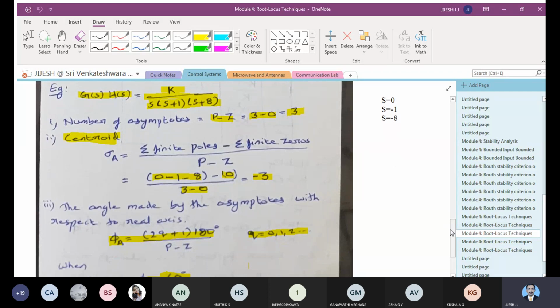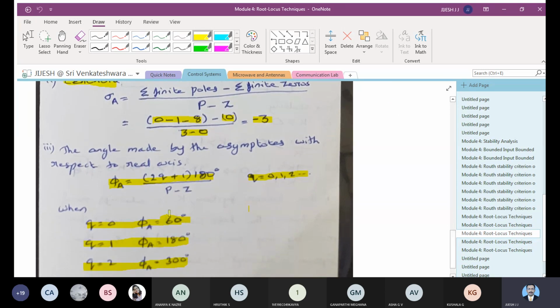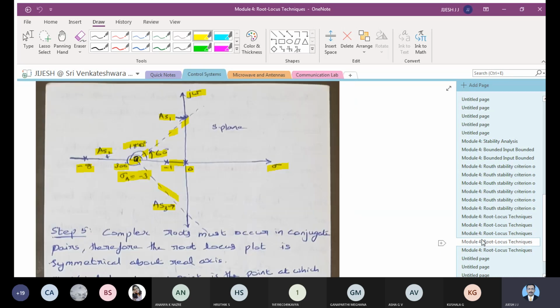So the further step is that you understood that the centroid is minus 3, and you also understood that you have 3 asymptotes to be drawn, and you have to substitute the values of q as 0, 1 and 2 in order to do this. First we go with q is equal to 0, we got 60 degree, q is equal to 1, we got 180 degree, and q is equal to 2, we got 300 degree. This is what we have discussed in the previous class, and we have also seen how the asymptotes have to be drawn.